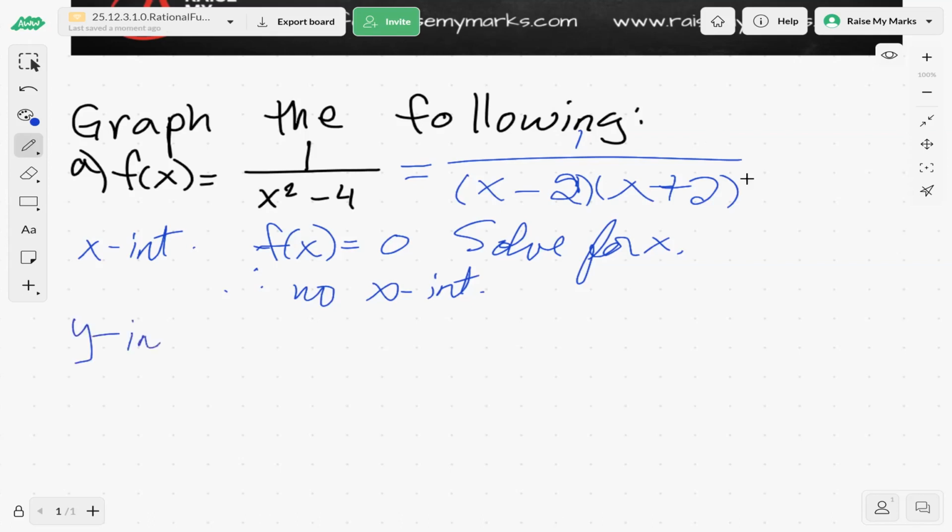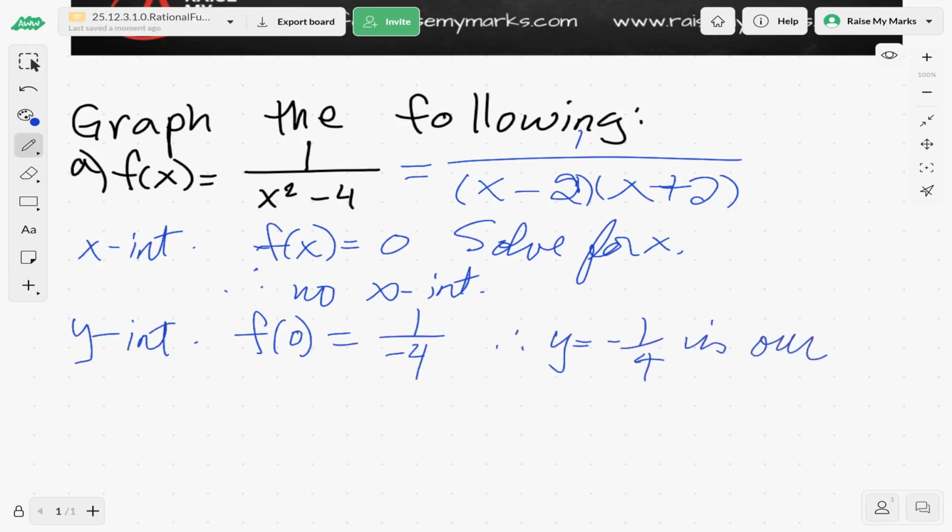So our y-intercepts, let's figure out our y-intercepts. Our y-intercepts occur when we plug 0 in for x and we solve. So when x equals 0, f of 0 is 1 over negative 4. So therefore y equals negative 1 over 4 is our y-intercept.